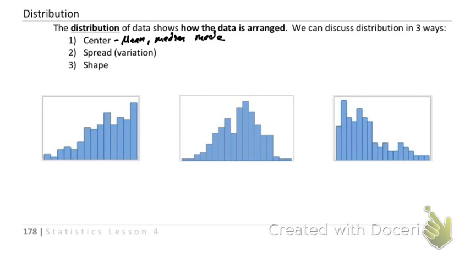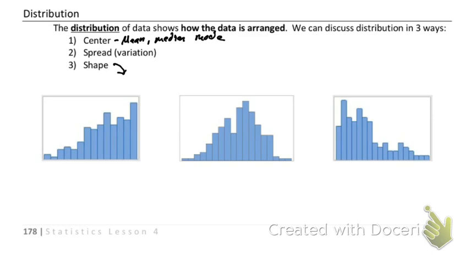Our spread or variation we'll talk about tomorrow. That is standard deviation, and it's also range. The last one is shape, and that's what we're going to talk about right now. Shape of graphs. These 3 graphs are the most prevalent histograms that you'll see across statistics, so much so that each one has its own specific name.